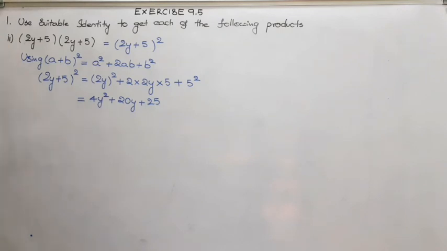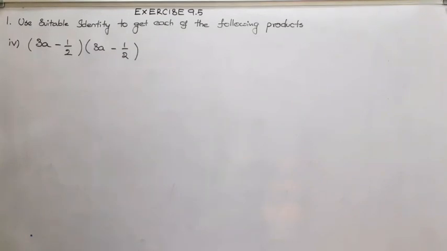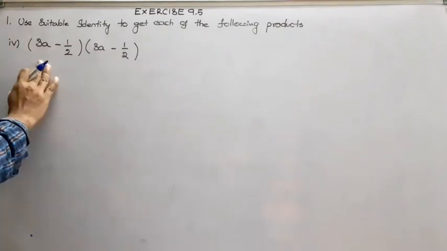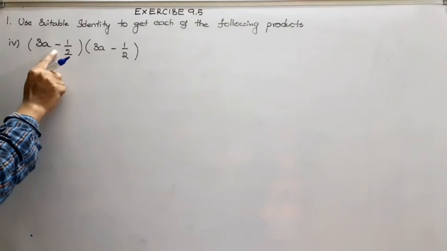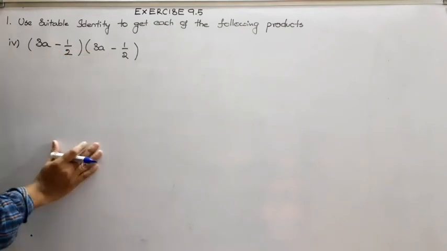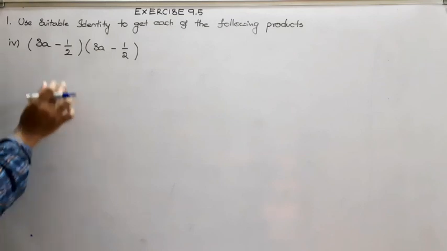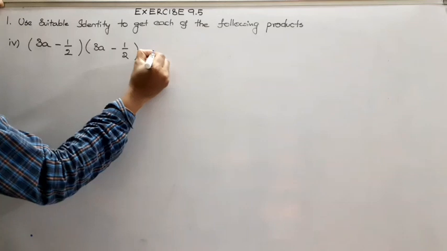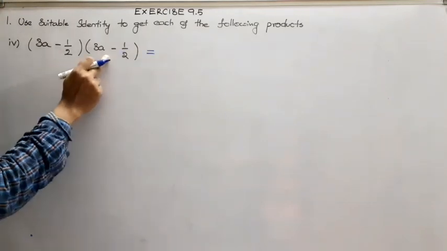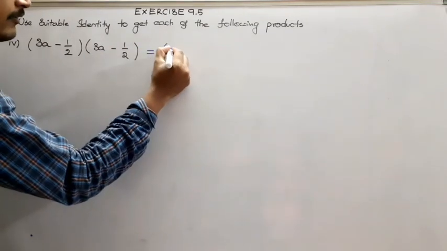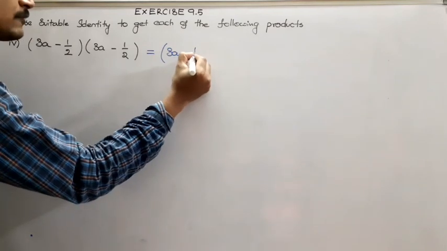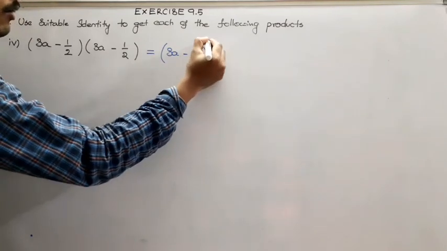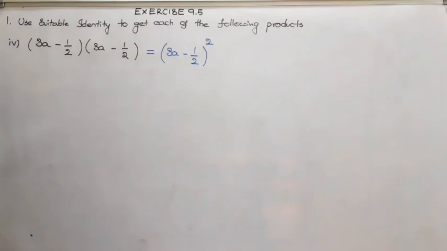Now, I would like to move to the fourth one. Just observe the board. The fourth one is (3a minus 1 by 2) multiplied by (3a minus 1 by 2). So, x into x we can write as x square. In the same way, (3a minus 1 by 2) multiplied by (3a minus 1 by 2) we can write as (3a minus 1 by 2) whole square.